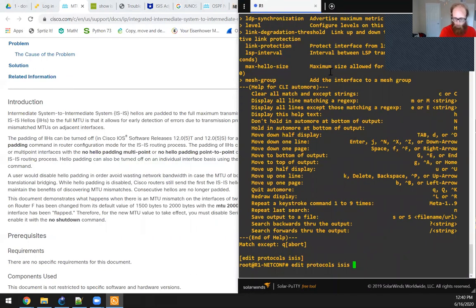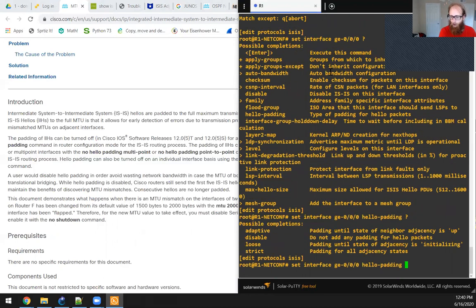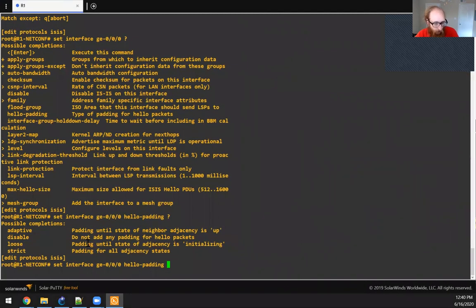So we do have the ability to alter the padding in Juniper just as we do for Cisco. So we can disable it. We can make it adaptive, padding until state of neighbor adjacency is up. We can make it loose, padding until state of adjacency is initializing, which is the state before it goes to up, so it might not necessarily make it to up. Or we can go with strict, padding for all adjacency states.